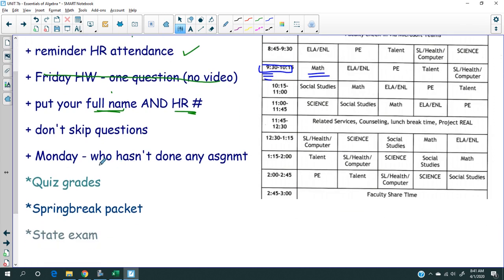Again, Monday I'm going to look again to see who hasn't done any assignments, and I'm probably going to have to send another email to the parents. I already told the assistant principals who hasn't been doing their work. So I guess they'll get in contact with you or your parents shortly.